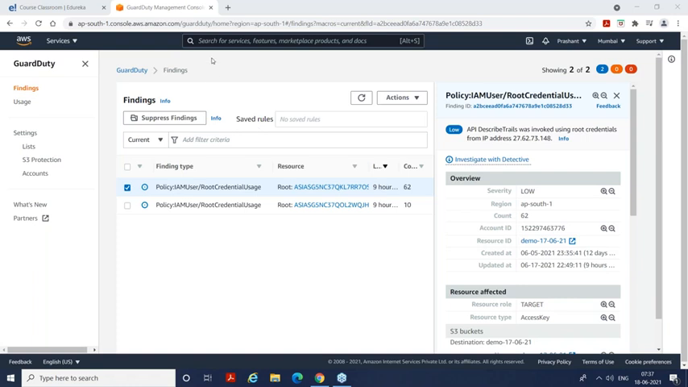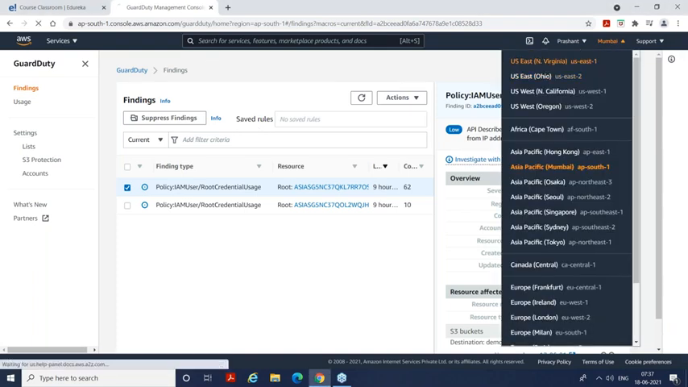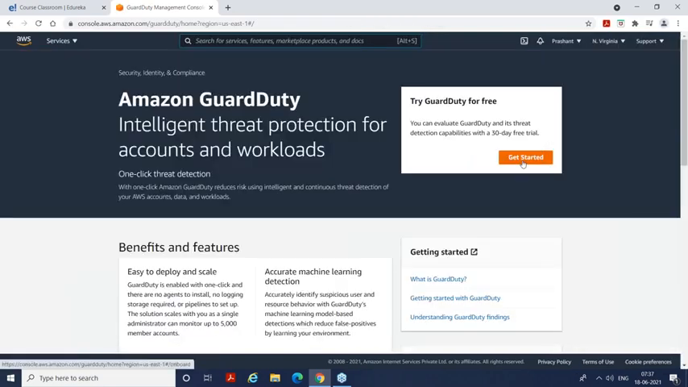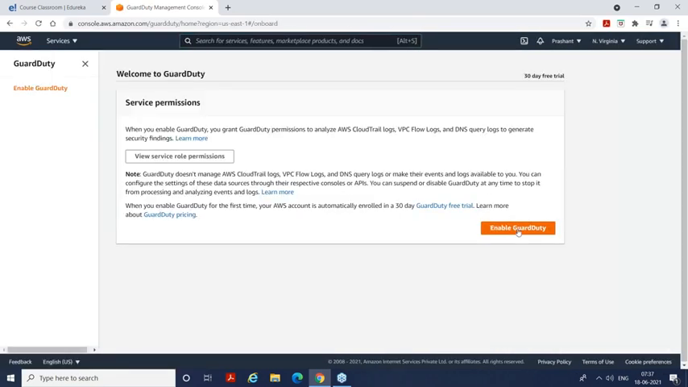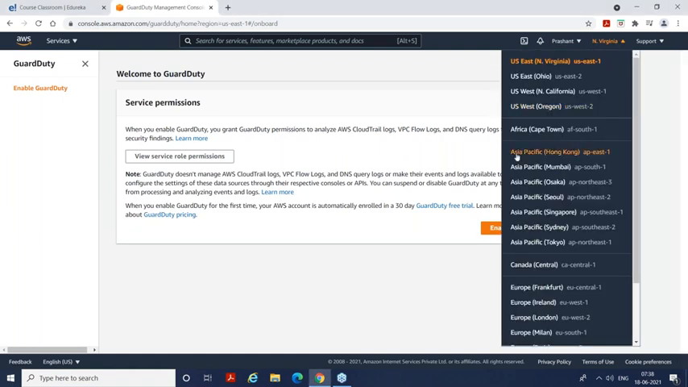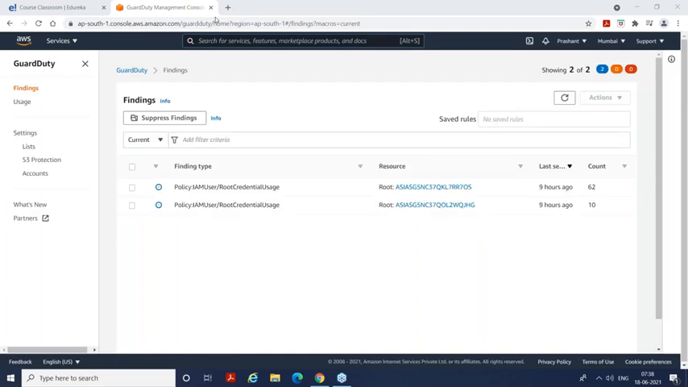Can you show how to create a new one? So new one is nothing, the same thing, Ashish. You go to your region. Okay. All you have to say is get started and say enable GuardDuty. That's it. You don't have to do anything apart from this. Rest, once you enable it, it will start reading all your logs and it will start giving you findings.